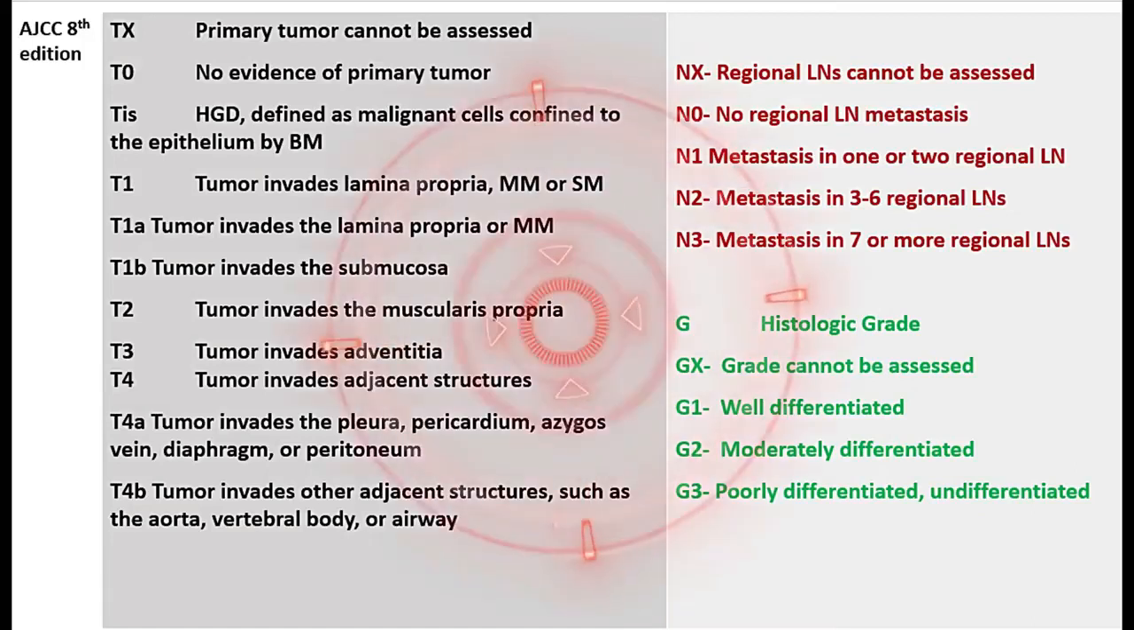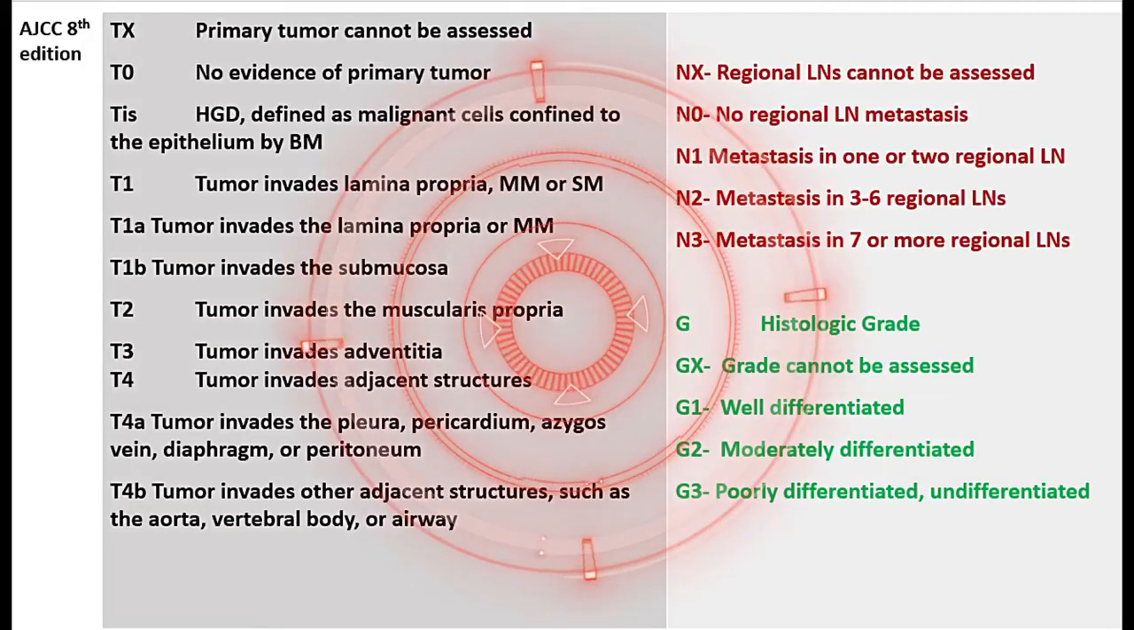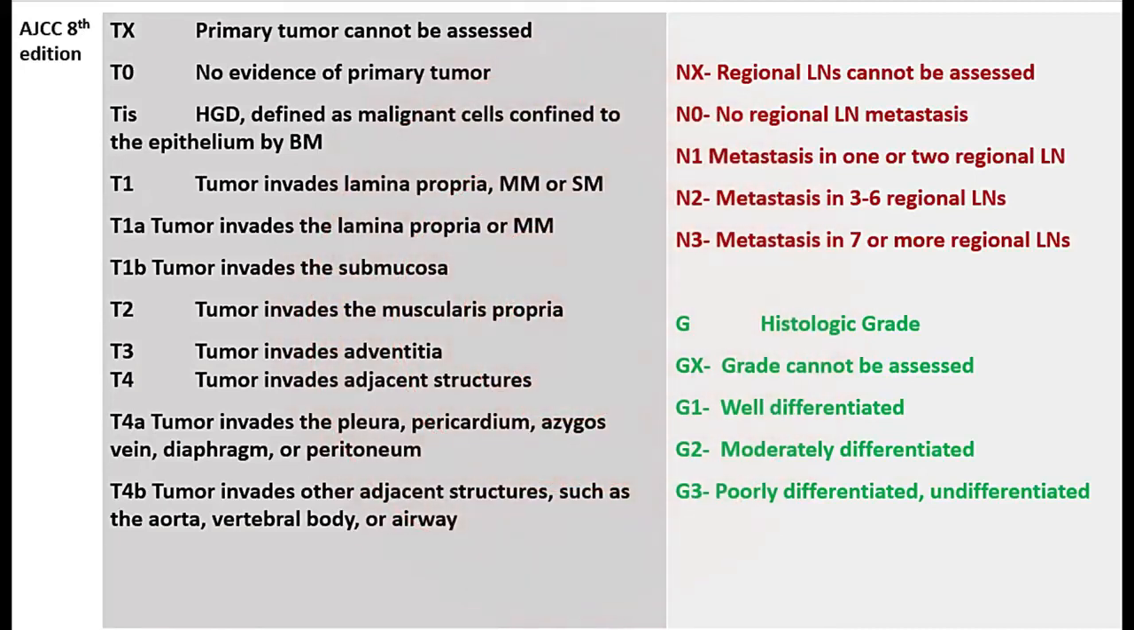T3 is tumor invades adventitia. T4 is tumor invades adjacent structures. T4a is tumor invades the pleura, pericardium, azygos vein, diaphragm, peritoneum, that are resectable structures. And T4b is when it invades non-resectable structures and the tumor becomes unresectable, that is, it invades other adjacent structures such as the aorta, vertebral body or airway, which makes it unresectable. N1, N2, N3 is 1 to 2, 3 to 6 and 7 or more, as I discussed. And histological grades are G1, G2, G3 as we all know.